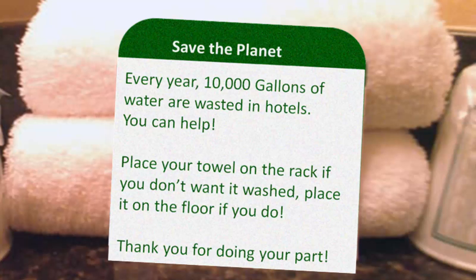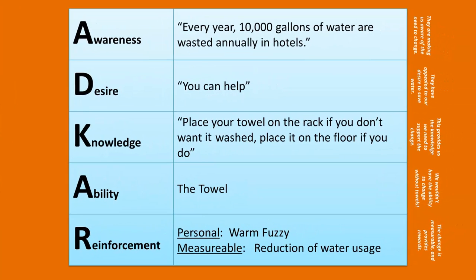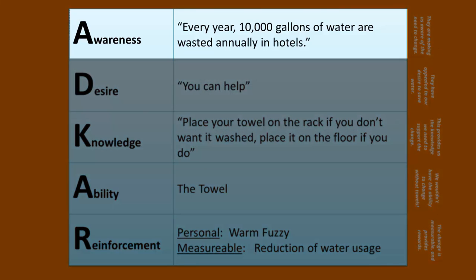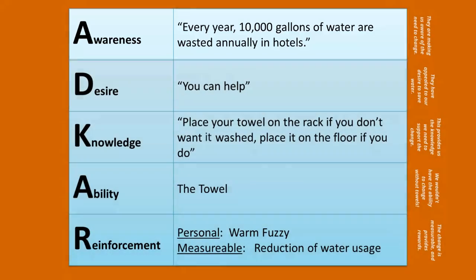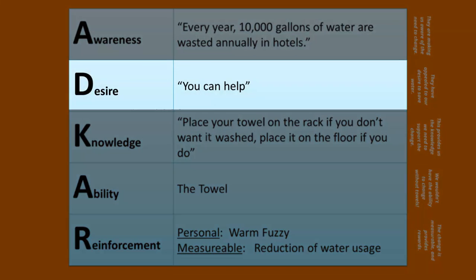Let's break the sign down into more detail. ADKAR states that to be successful, a program must accomplish 5 things. First, it must make people aware of the drivers for change. In our case, we have a sustainability driver to help save water. Next, people must have a desire to participate. In this case, we are appealing to people's ability to impact the environment.